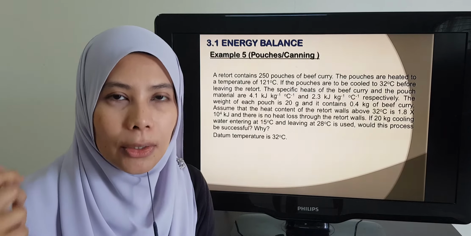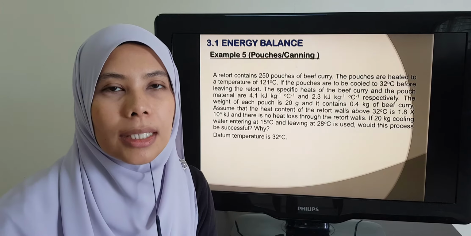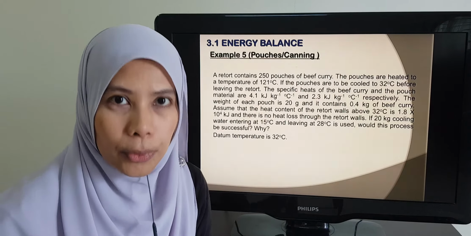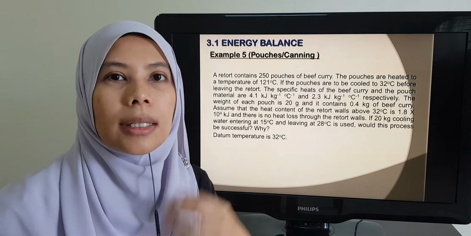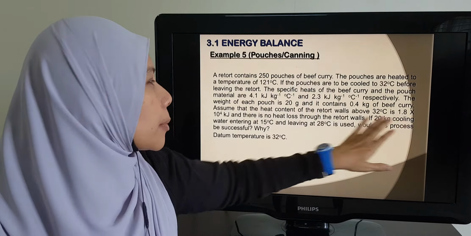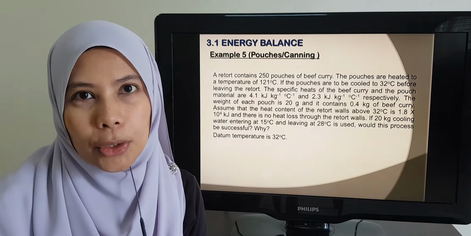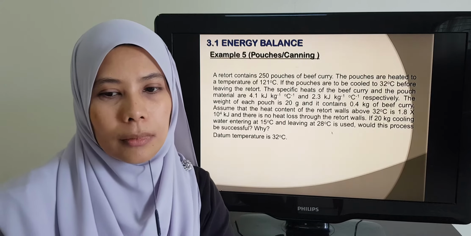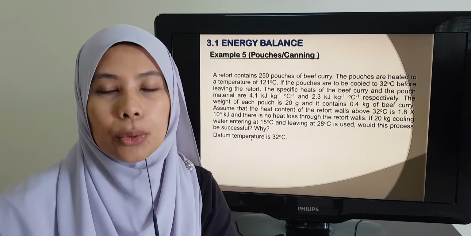So you need to calculate first the mass of cooling water required to achieve product cooling. Then only you can answer, will this process be successful if I use 20 kilograms of water? Yes or no? It depends on your calculation. So this 20 kilograms of cooling water, do not consider this value first. This particular value, 20 kilogram, is just to trick you. Datum temperature is the temperature reference, 32 degrees Celsius.